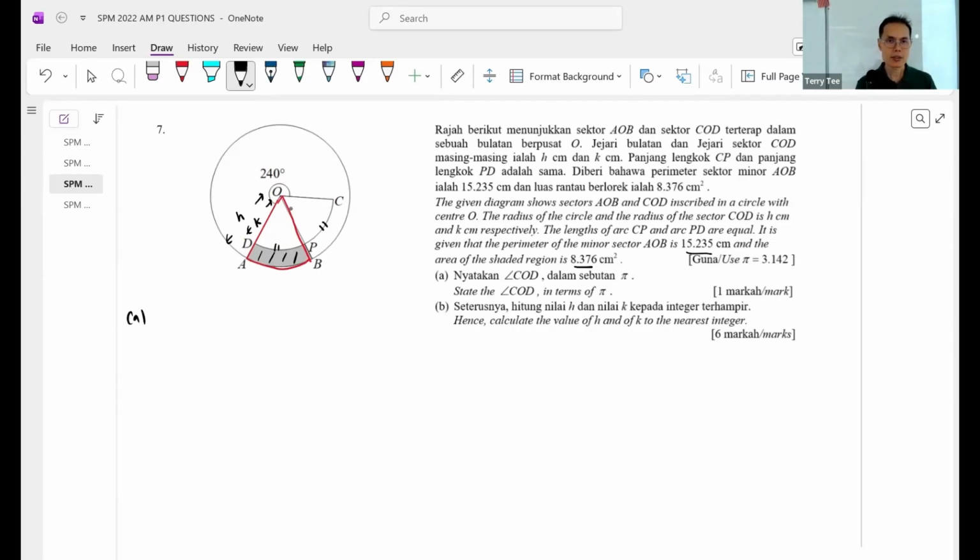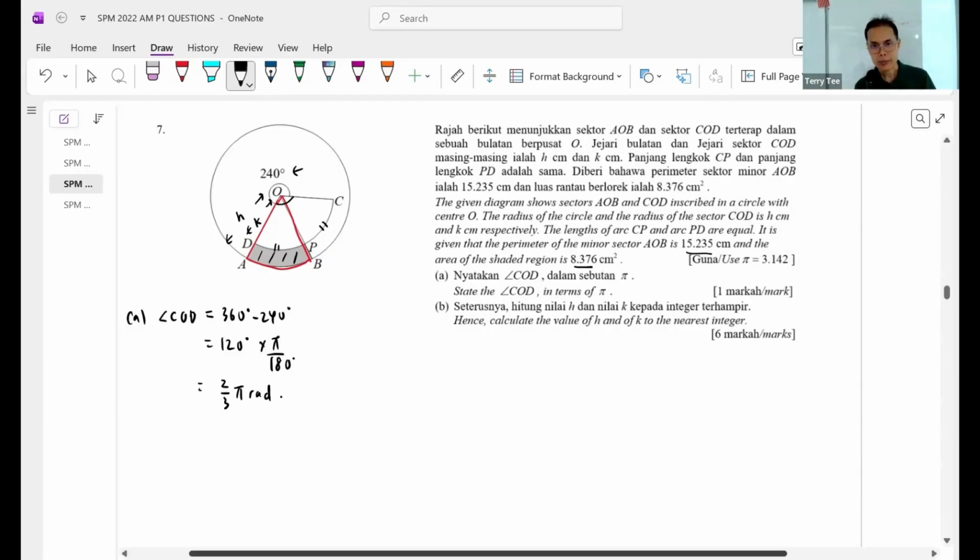Okay, where is COD? COD is this whole thing. Now we know this is 240. So what is angle COD? COD in this case is the smaller angle, right? The major angle, the minor angle. With a 360 minus 240, you get 120. Now this 120 is in degree. We need to convert to radian. Remember how to convert to radian? We times with pi divided by 180. So 120 divided by 180, 12 divided by 18 is 2 over 3 pi radian. There you go, only 1 mark.